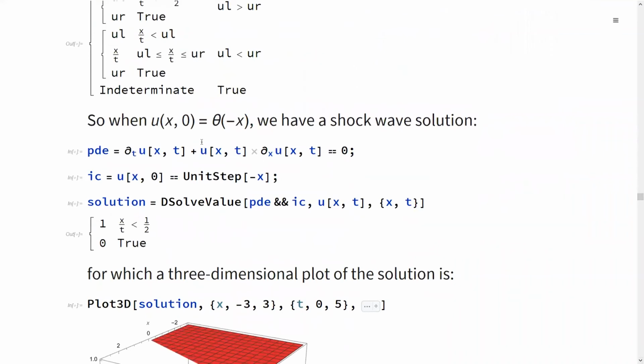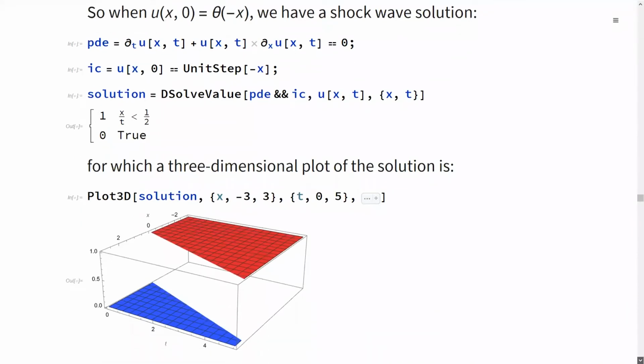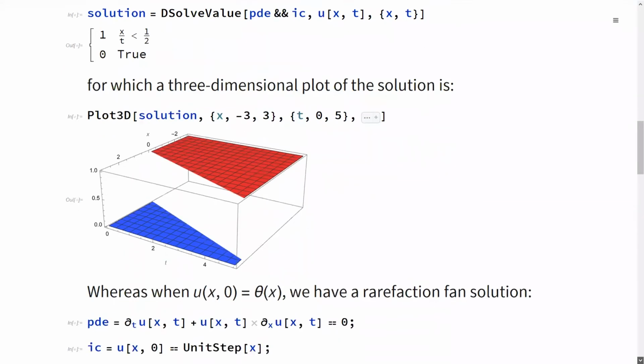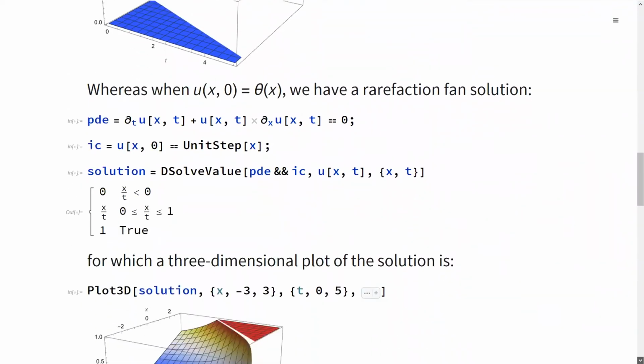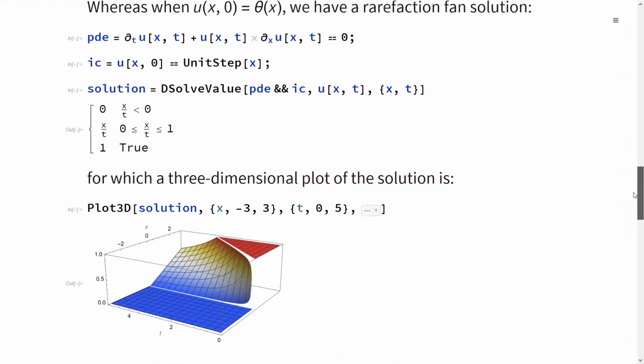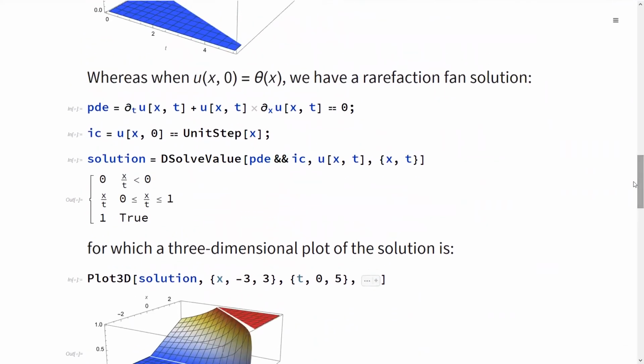We have this initial condition, and now we have this solution. If you plot it, we see that this is a weak solution. And if we change the initial condition, then we get a rarefaction fan solution. So this is how the solution will look when we have a rarefaction fan.